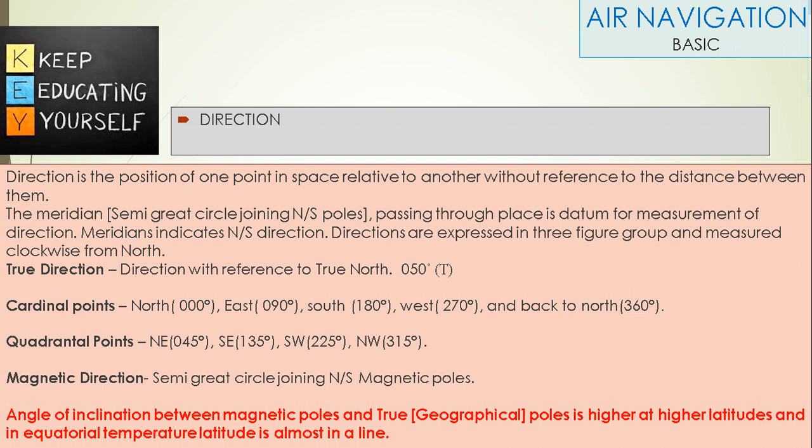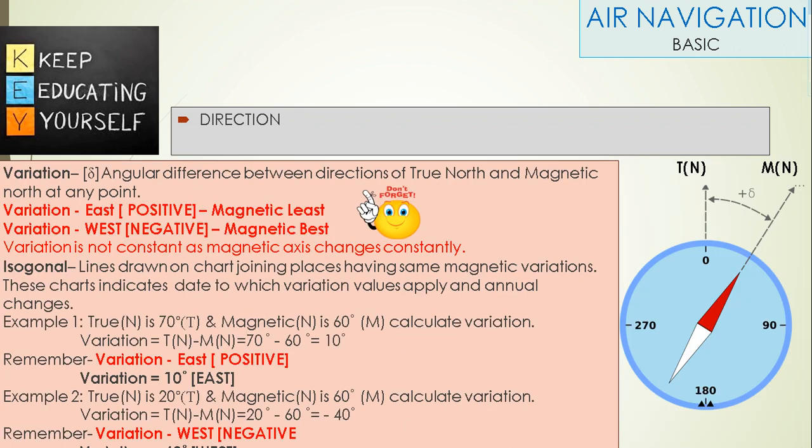Magnetic directions are semi-great circles joining the north and south magnetic poles. Variation is the angular difference between the directions of true north and magnetic north at any point. Remember this: variation east, magnetic least. East is taken as positive. Variation west, magnetic best. West is negative. Variation is not constant, as the magnetic axis of Earth changes constantly.